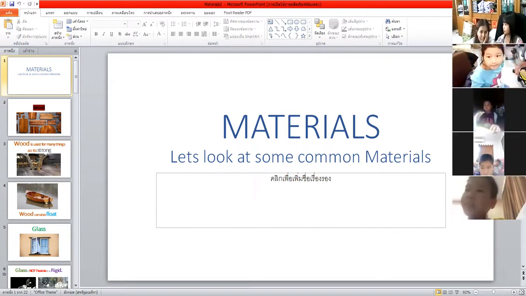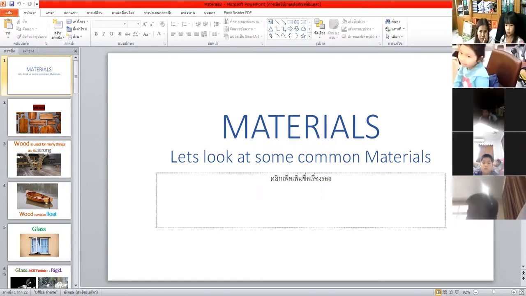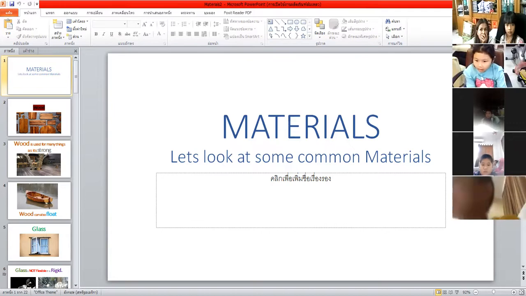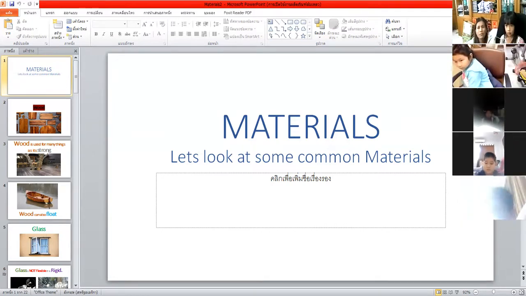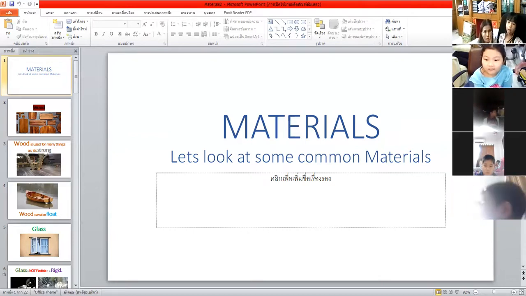Our next material is glass. Why do we use glass? What's good about glass? We can see through it, can't we? That's why we have windows made of glass, so we can see what's outside. Glass is transparent. It means we can see through it. But it's not very flexible. It's very rigid. It's easy to break.